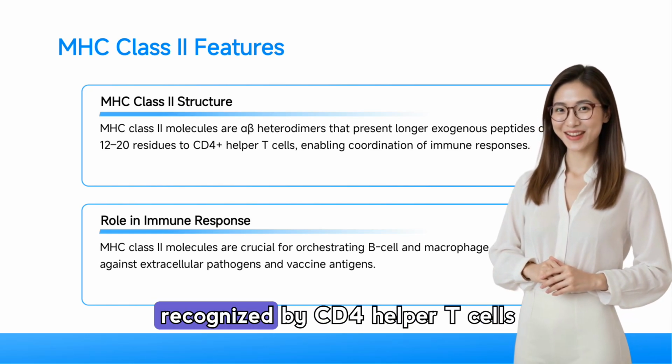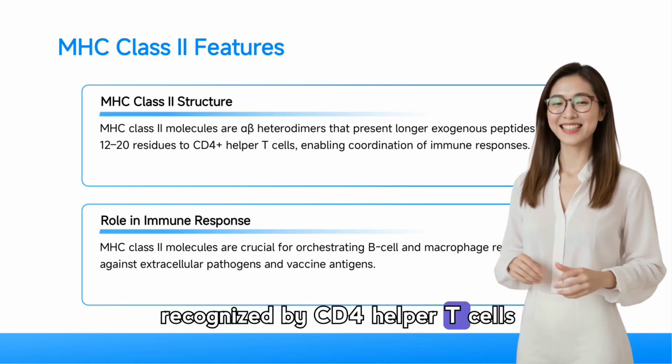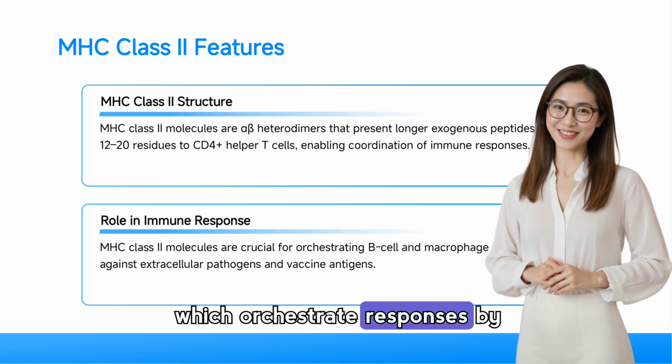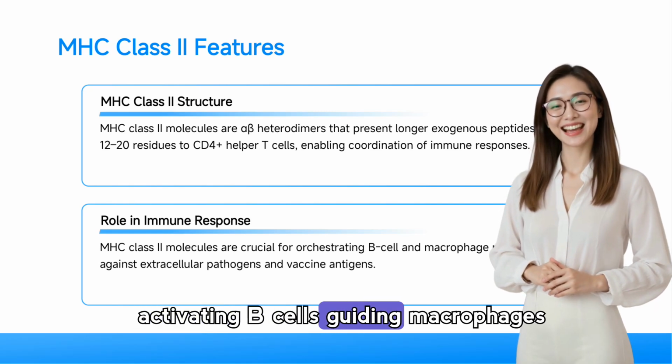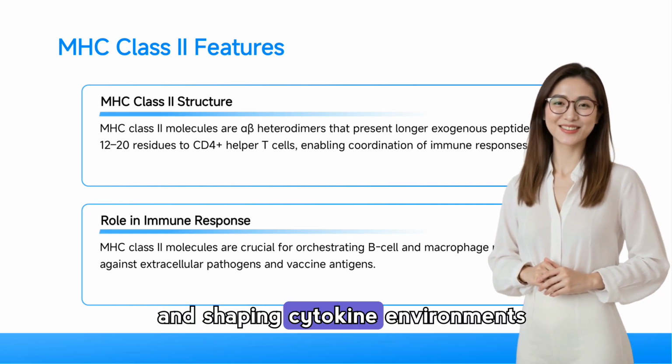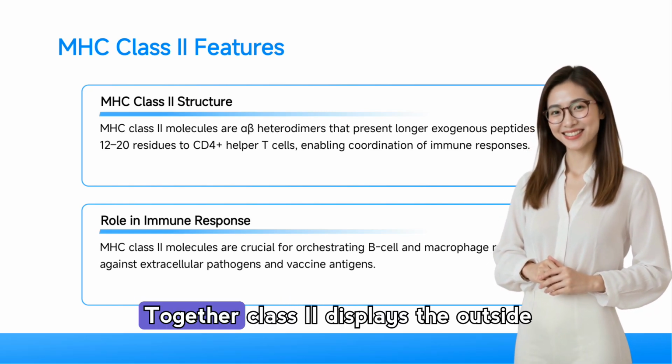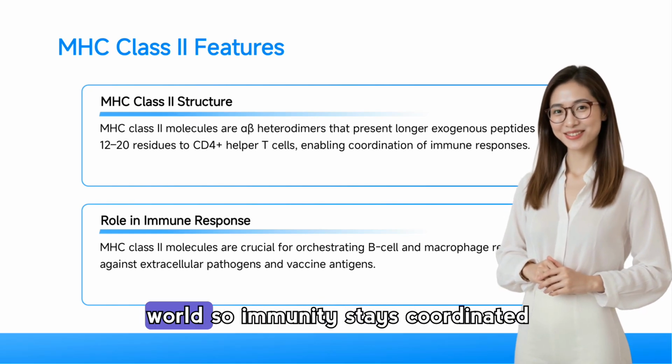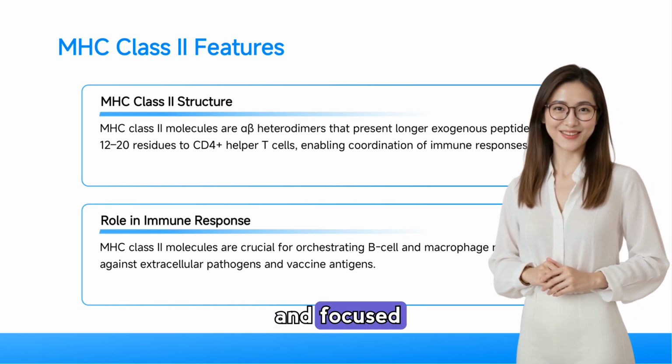MHC Class II is an alpha-beta heterodimer designed for longer exogenous peptides, often 12 to 20 residues. These complexes are recognized by CD4 helper T cells, which orchestrate responses by activating B cells, guiding macrophages, and shaping cytokine environments. Together, Class II displays the outside world so immunity stays coordinated and focused.